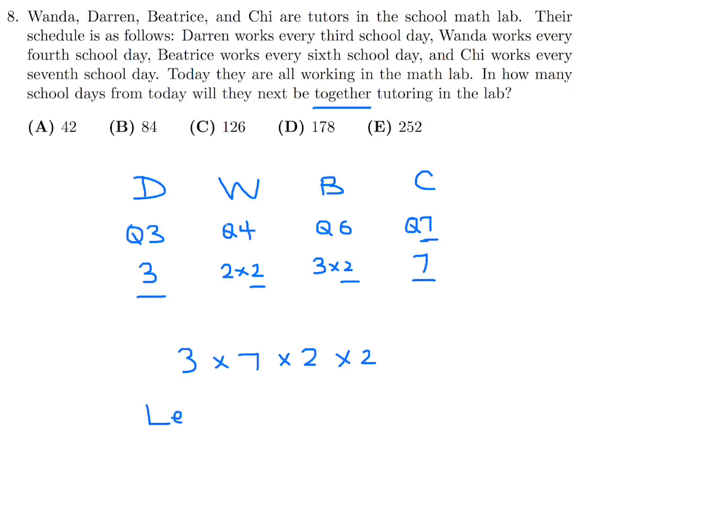And essentially what I did was I found the least common multiple of all the numbers. And once I found the least common multiple of all the numbers, I multiplied all of them together. So in this one it was 3. For this one the least common multiple was 7. For this one the least common multiple was 2.